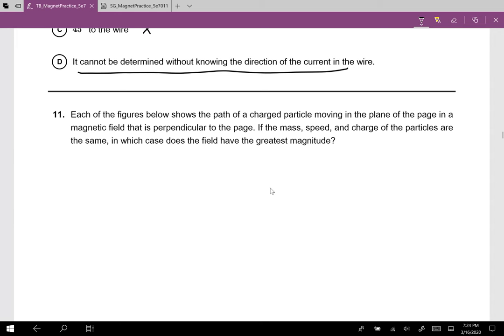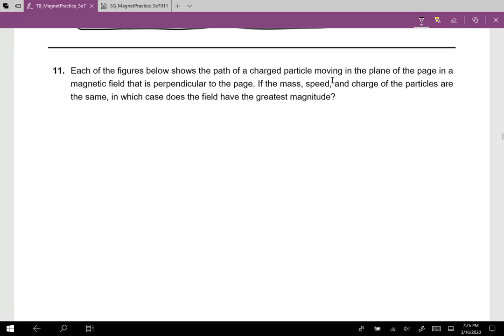All right, so this one is a great question. It's saying each of the figures below shows the path of a charged particle moving in the plane of the page in a magnetic field that is perpendicular to the page. If the mass, speed, and charge of the particles are the same, in which case does the field have the greatest magnitude?